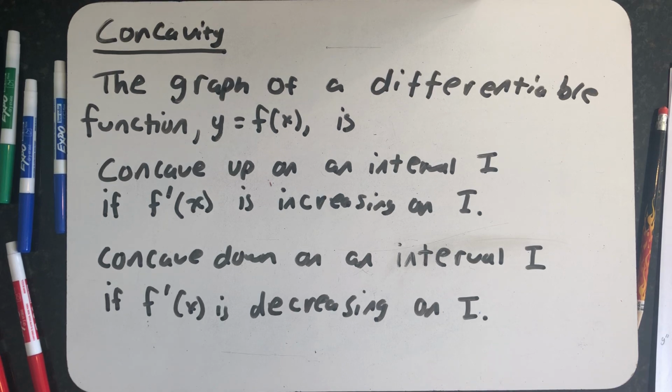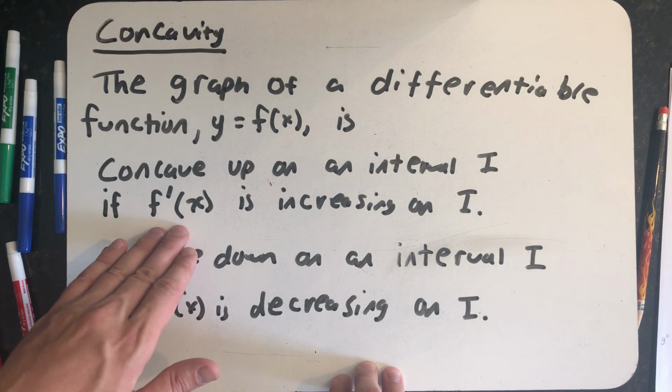Let's talk about concavity. The graph of a differentiable function, y equals f of x, is concave up on an interval I if f prime of x is increasing on I, and concave down on an interval I if f prime of x is decreasing on I. Well, these definitions are nice.